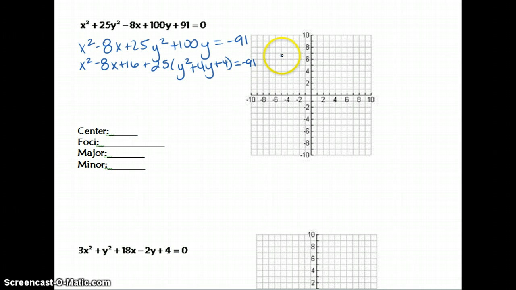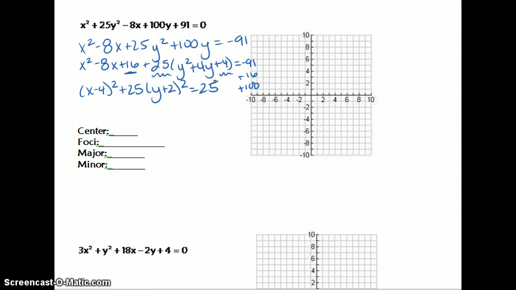Now, in order to balance out our equation, we have to add it to the other side. So we're going to add 16 and add 100. Where I got those numbers from was the 16 was right here when we completed the x's, and 25 times 4 for where we completed the y's. So this is x minus 4 squared plus 25, y plus 2 squared equals 25.